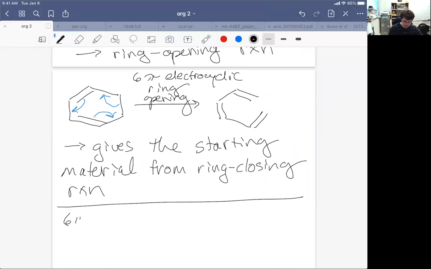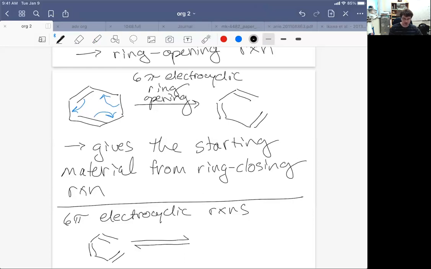So 6 pi electrocyclic reactions involve, in the ring closing case, we're going to start with a conjugated hexatriene system. I'm going to show equilibrium arrows. I'm just going to let them be balanced equilibrium, where we have ring closing in the forward case and then ring opening in the reverse case. And the product is this.